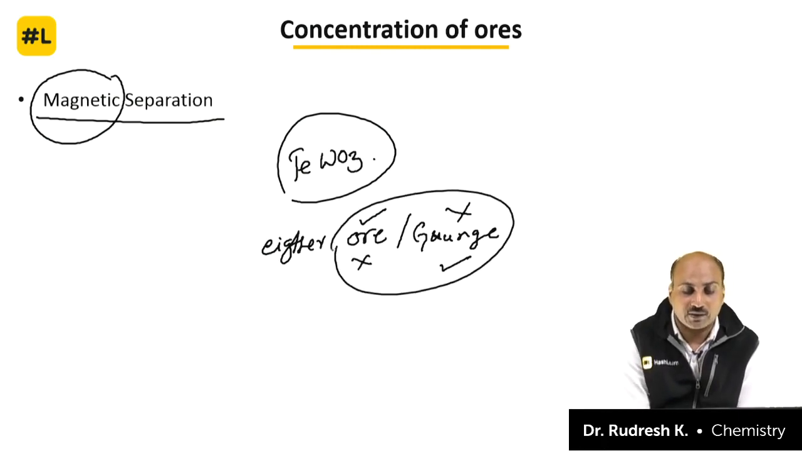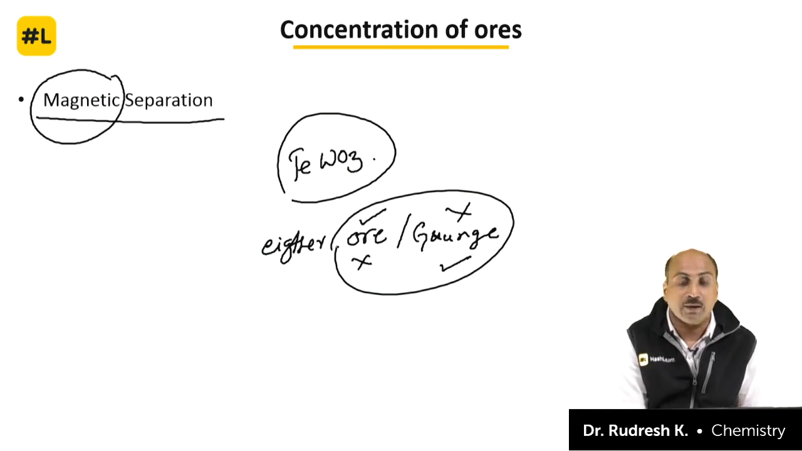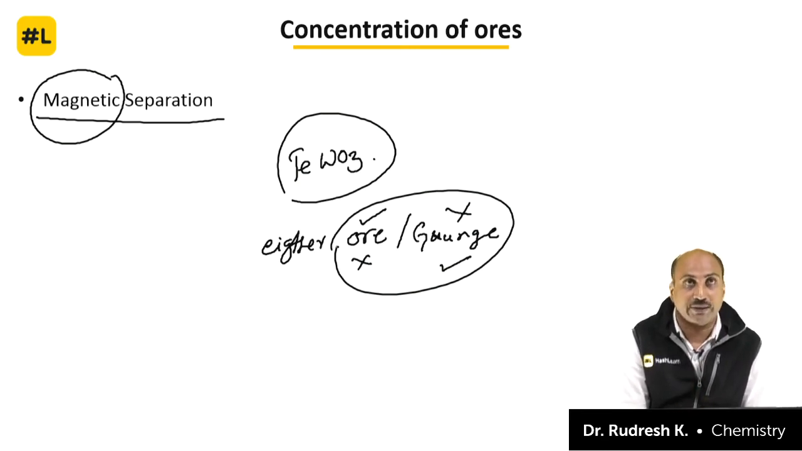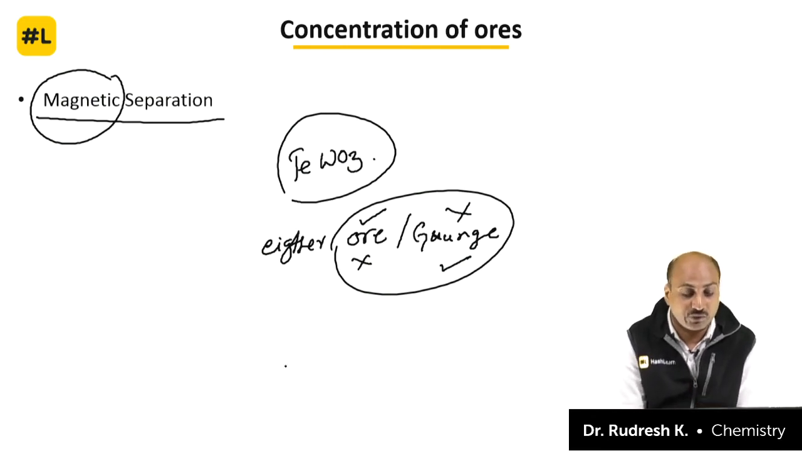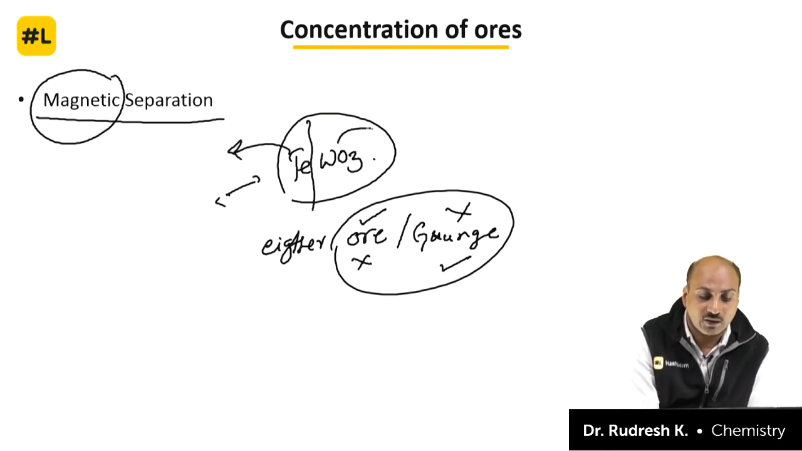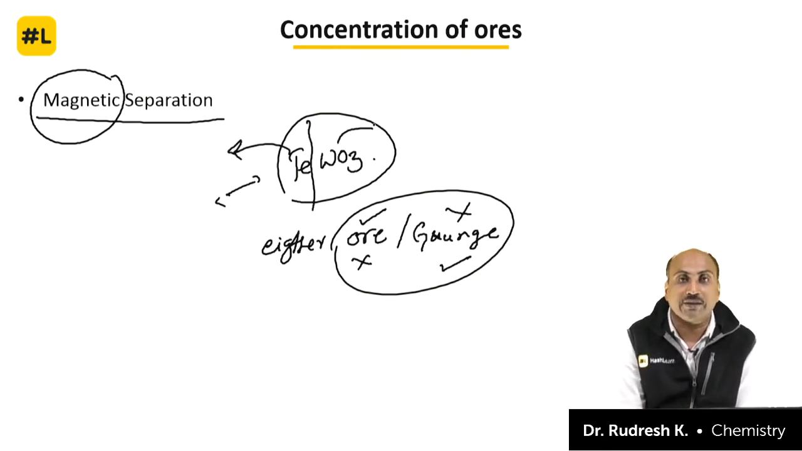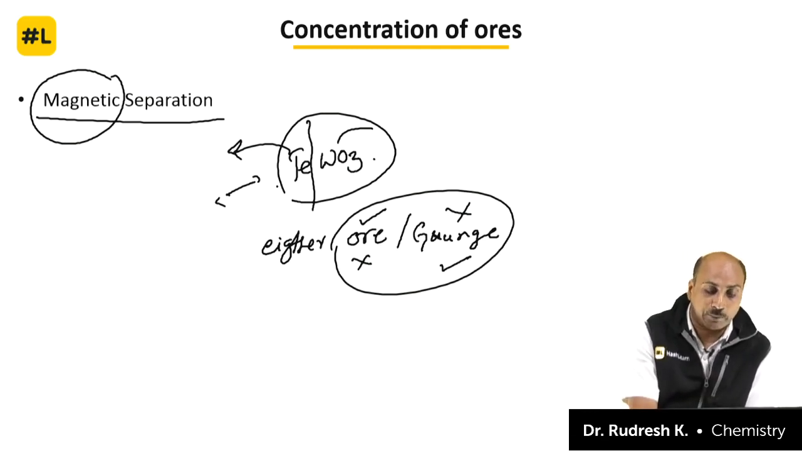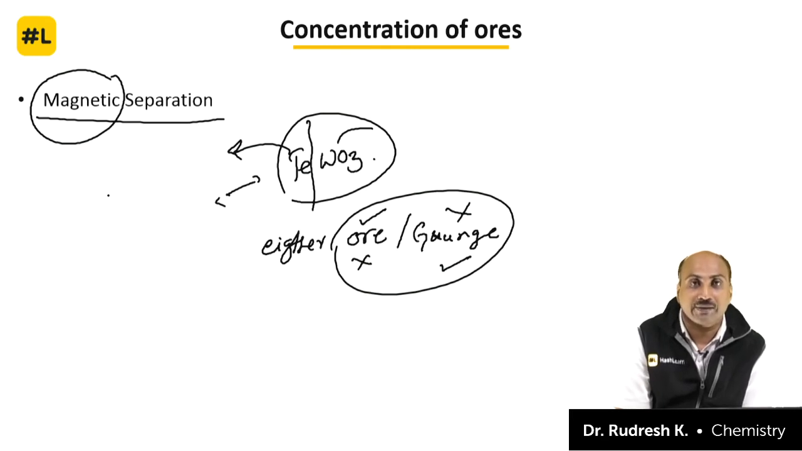If both are magnetic, we cannot separate them, because both will stick to the process. So, make sure that either the ore or the gangue is magnetic and the other is non-magnetic, and then we can employ this. In the case of iron tungstate, iron is magnetic in nature, whereas tungstic oxide is non-magnetic, hence we can separate tungstate from iron by using this process. A very simple technique once again: the pulverized ore is subjected to hydraulic washing, then it is dried. That concentrated ore is then subjected to magnetic separation.